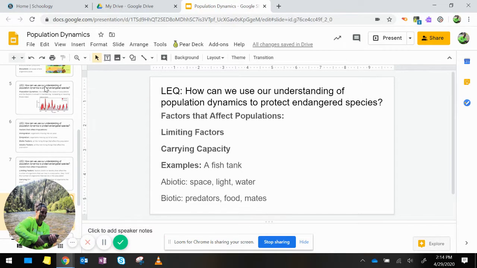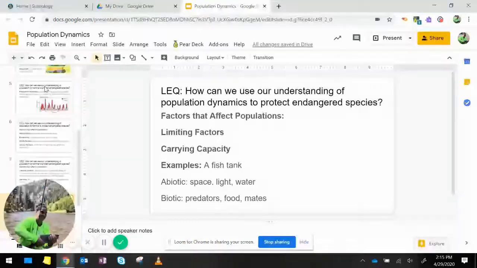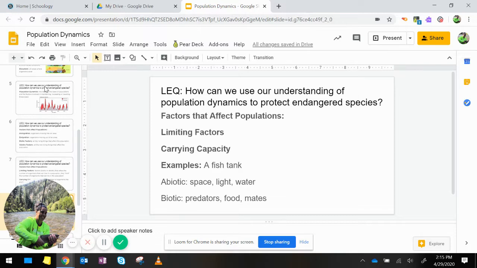So let's say you have plants and things like that in the fish tank to provide dissolved oxygen into the water. If you don't have the right amount of light going in, that might also affect the population and the organisms in the tank. The water level is going to affect the carrying capacity of the fish tank. So these would all be limiting factors.